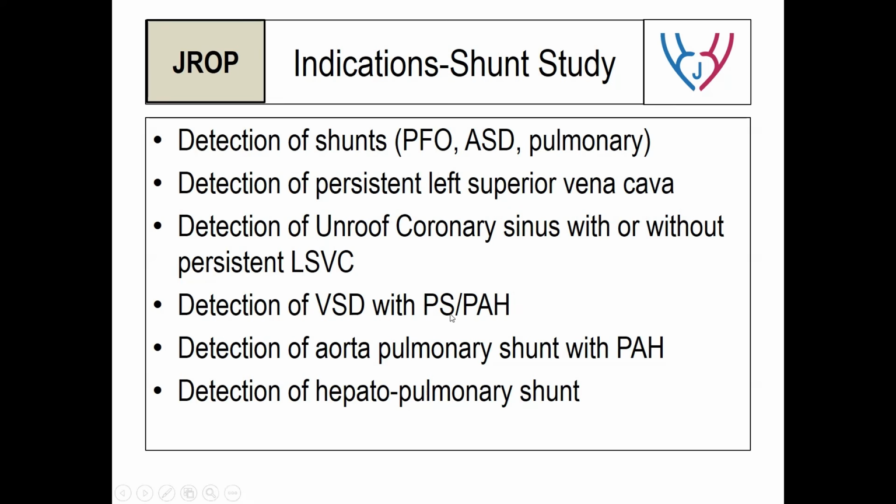Then VSD with PS and pulmonary artery hypertension. Like many people, they think we cannot use it in VSD. I can assure you we can use it in VSD and PDA also. I'll try to show the examples. Then detection of aortopulmonary shunts with PH. And finally, the hepatopulmonary shunts, which are quite common as of today, unless we look for them.